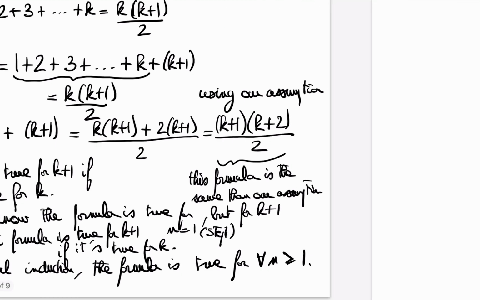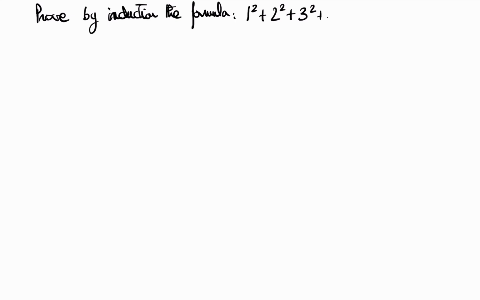Let's do another example. Prove by induction the formula: 1 squared plus 2 squared plus 3 squared plus ... plus n squared is equal to n times n plus 1 times 2n plus 1 over 6.